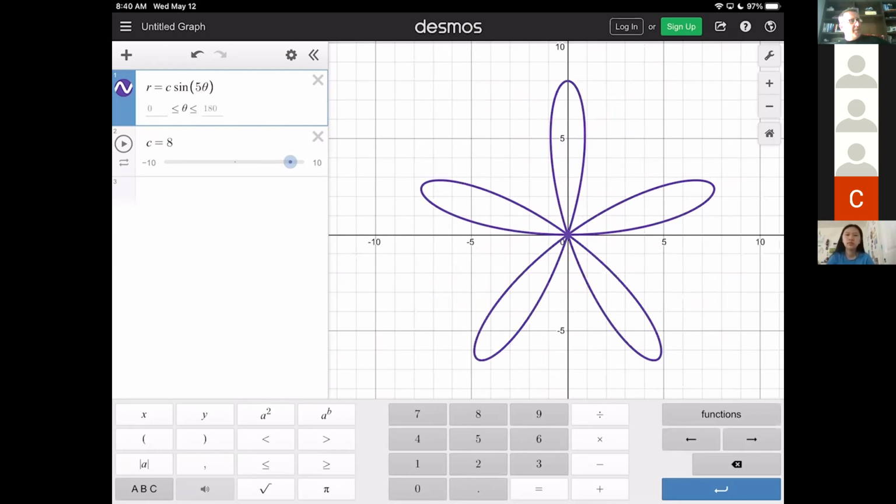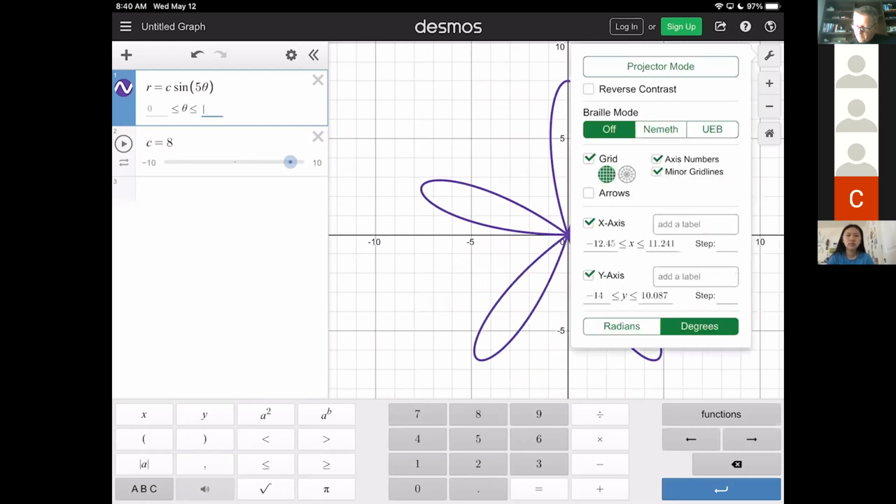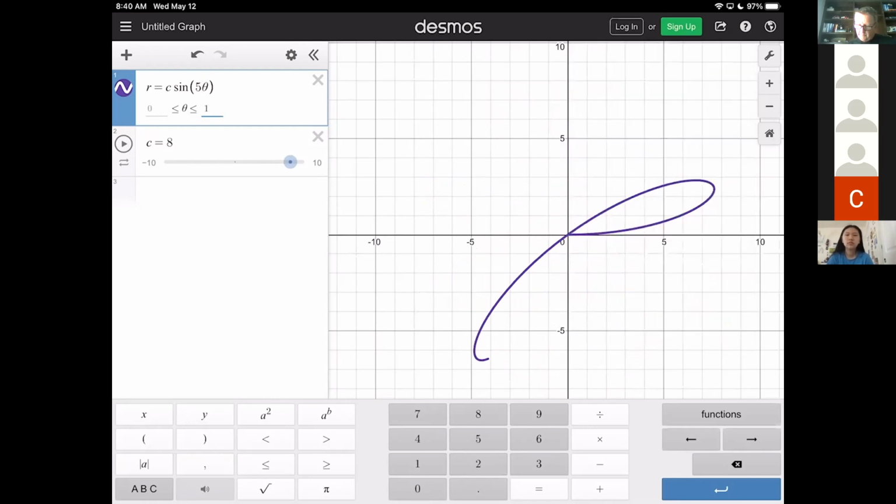Notice the graph just appears though. Well, wait a second. Did you notice up here that it said from 0 to 180? Let's go back and change this to radians. What if I said I was only going to go to, say, 1 radian? Oh. So actually, if you don't go far enough, then you don't get everything that you want here.